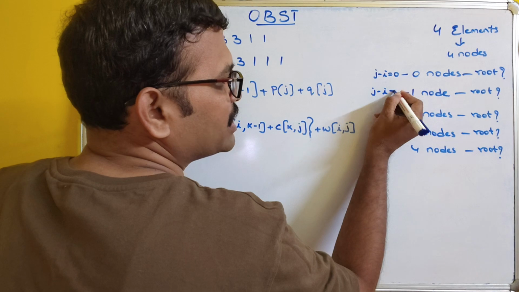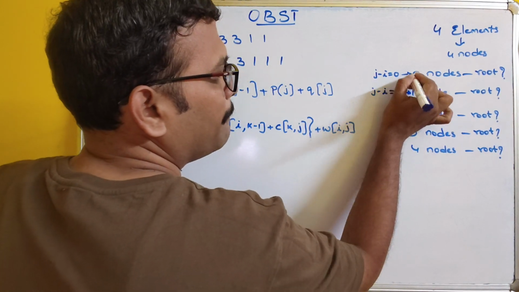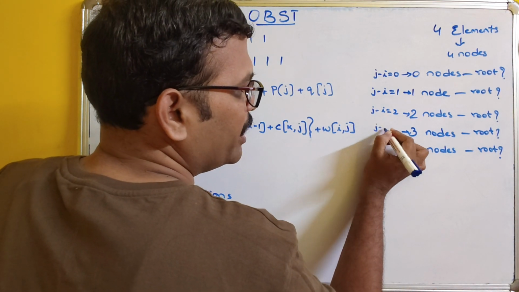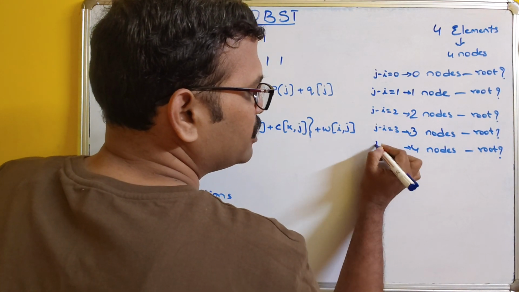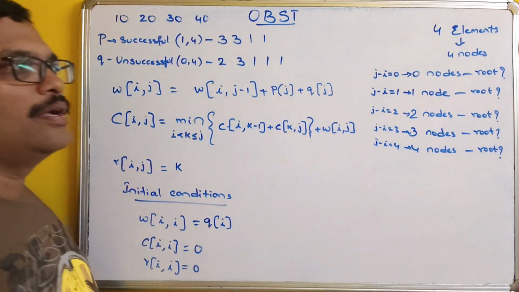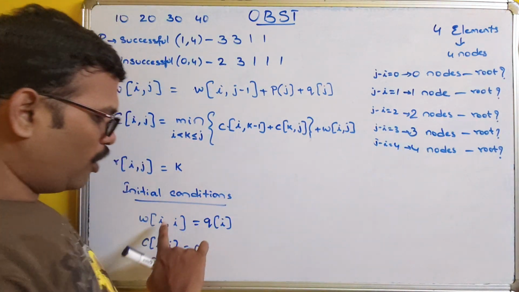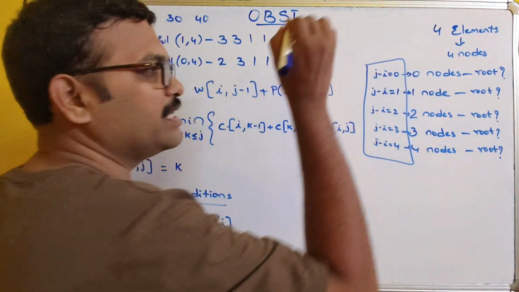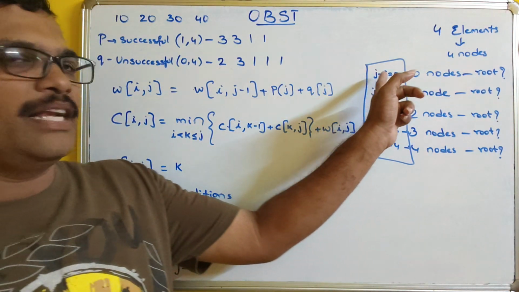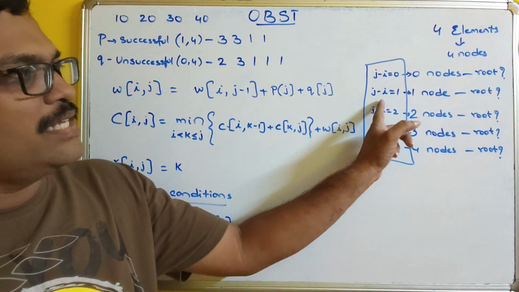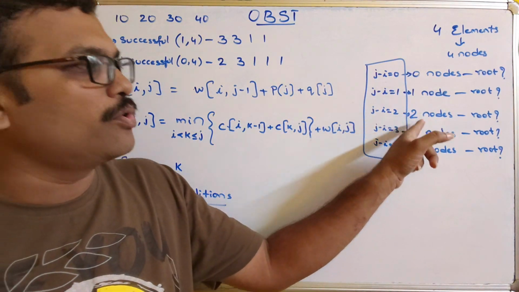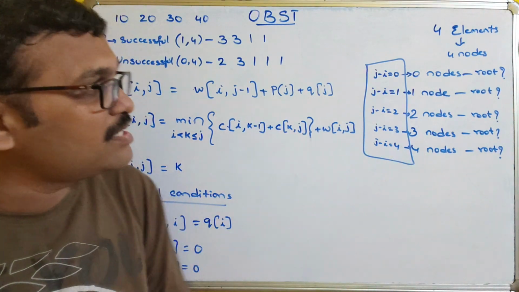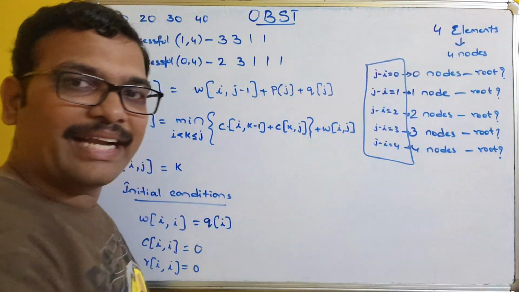If this becomes j minus I is equal to 1. And this becomes j minus I is equal to 2. This becomes j minus I is equal to 3. This becomes j minus I is equal to 4. So we need to calculate the cost, weight and root for all these cases. Whenever j minus I is equal to 0, 1, 2, 3, 4, that implies here 0 means 0 nodes in the tree.